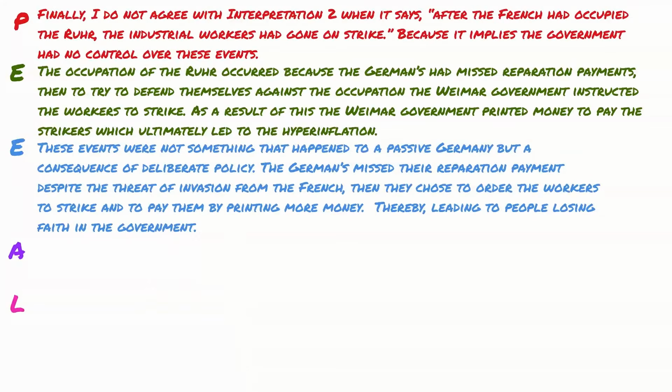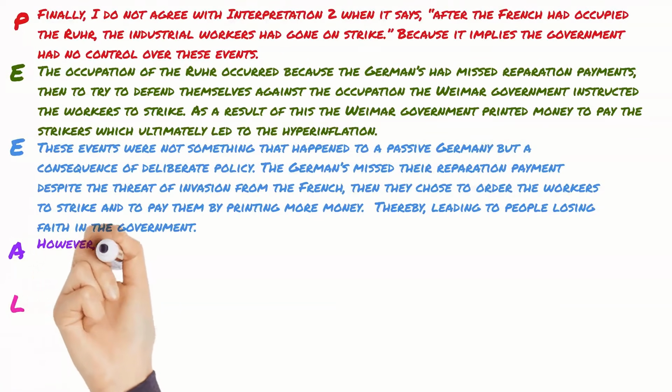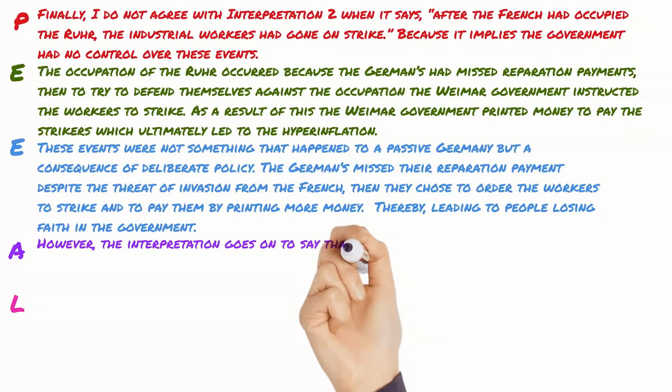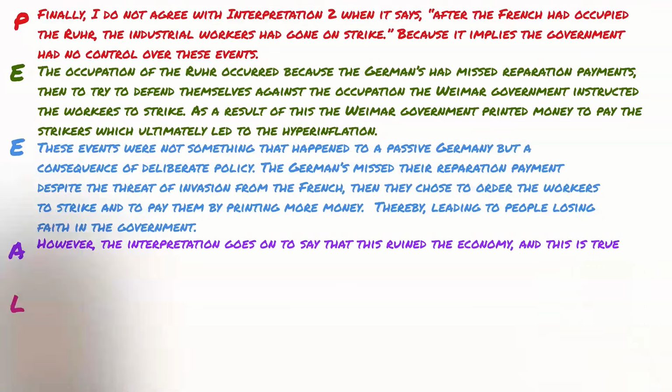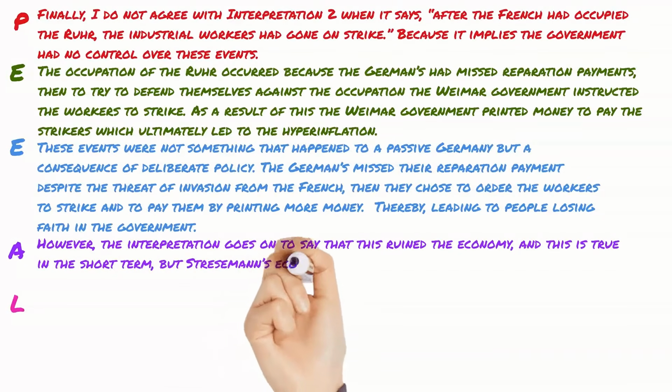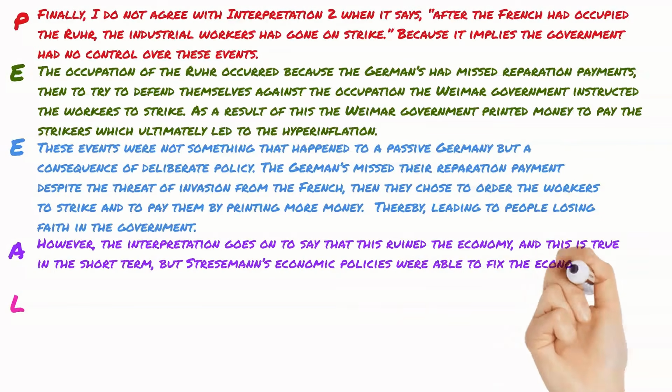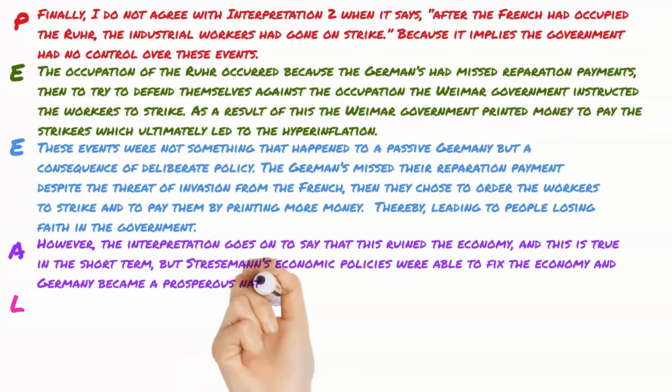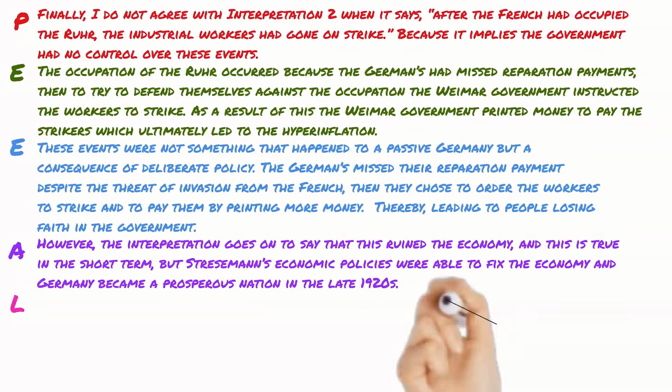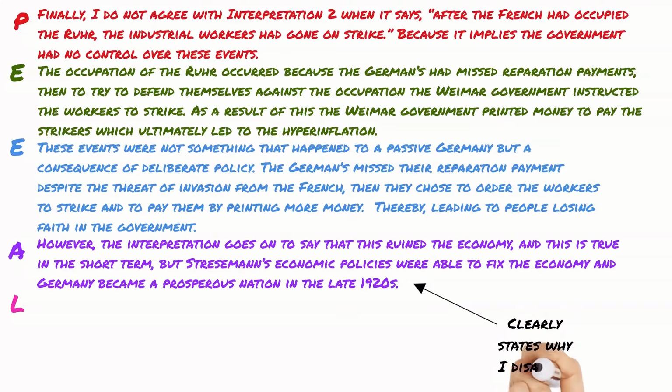My analysis is once more going to go on and compare the interpretations with the events. However, the interpretation goes on to say that this ruined the economy. And this was true in the short term, but Stresemann's economic policies were able to fix the economy and Germany became a prosperous nation in the late 1920s. So I've compared it and it shows I disagree.